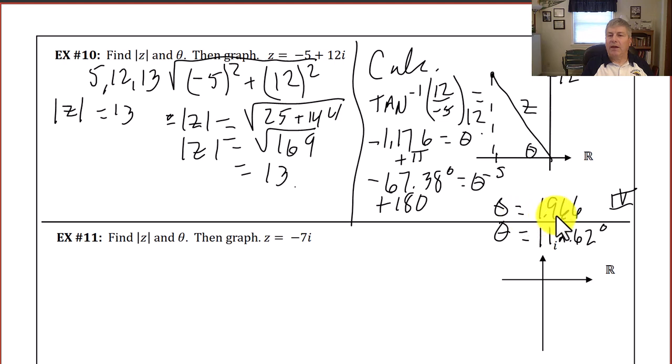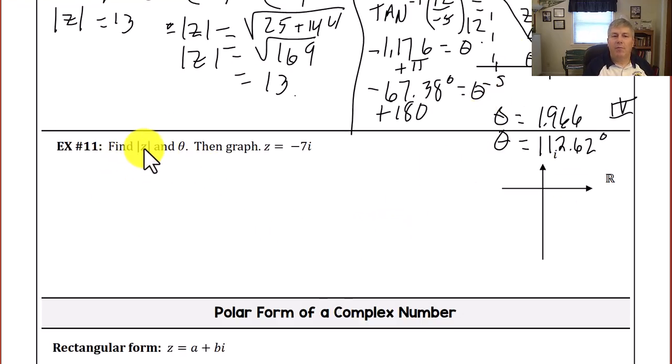So we get theta is 1.966 radians, or theta is equal to 112.62 degrees. Now that theta, of course, is from our positive x-axis. That is going to be this angle right here that theta is giving us.